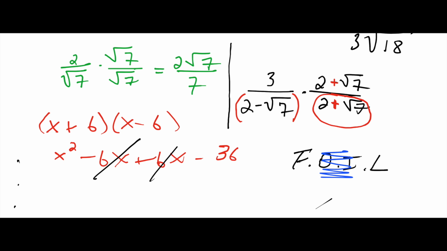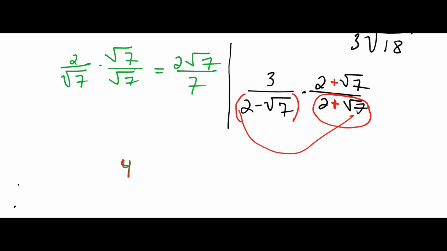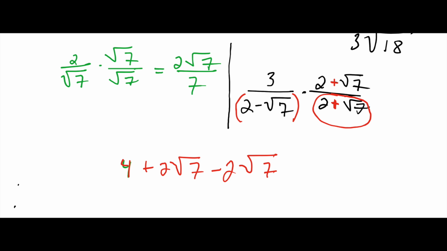Okay? So just so you can see it happen, let's go ahead and FOIL what's in parentheses for the roots right here. So what's our first? 4. What's our outside? 2 root 7. So plus 2 root 7. What's our inside? Do you see our wipeout happening right there? And then what's our last?